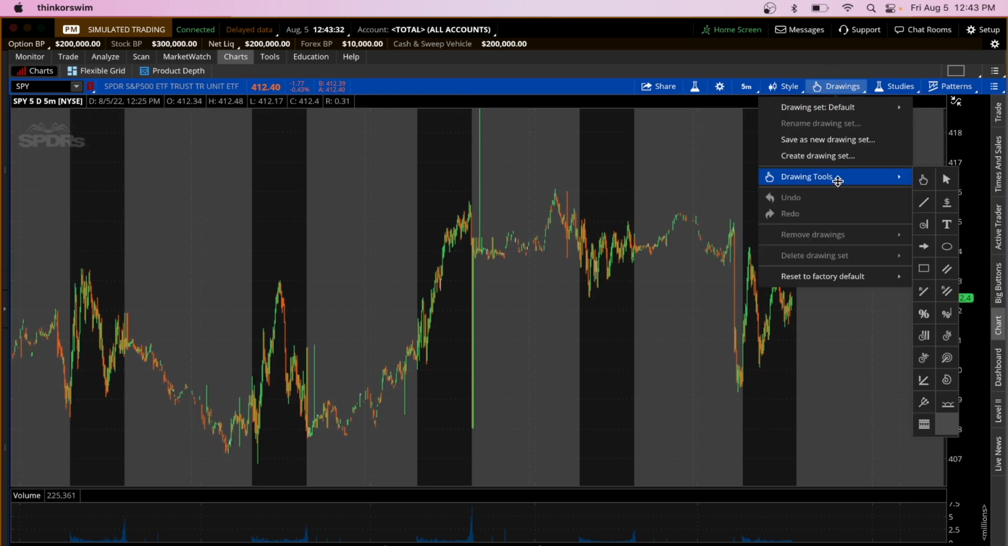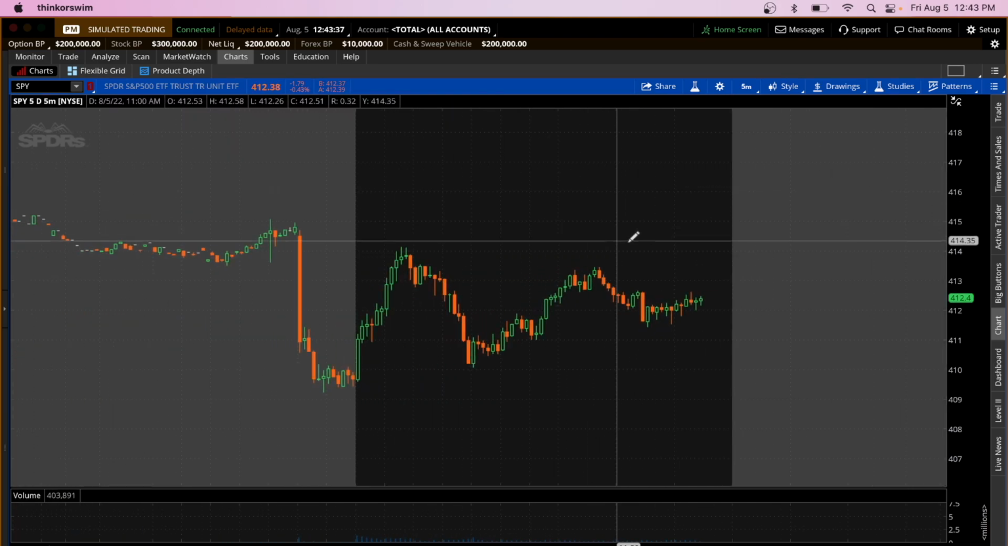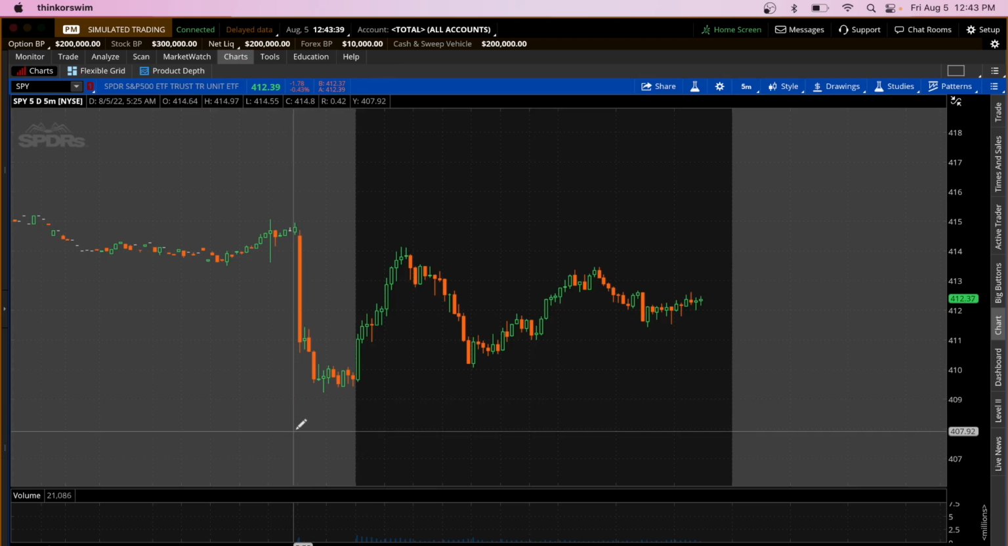So this is what we're going to do. We're going to zoom in, check this out. This is today's action. This is today's price action. I was profitable today, and it did actually look like a pretty good day to trade.